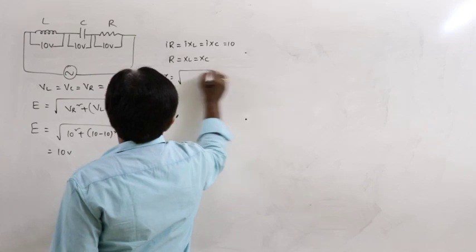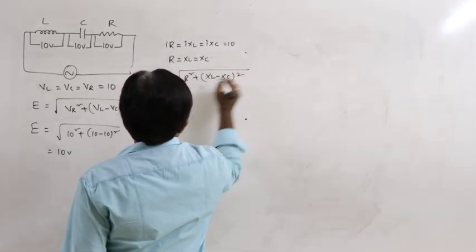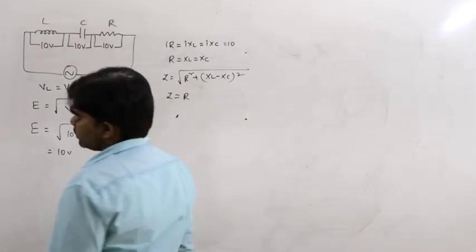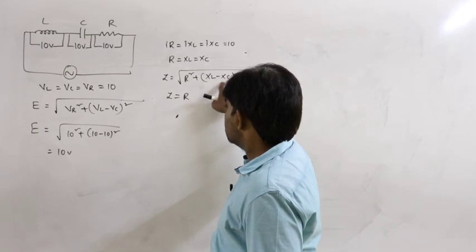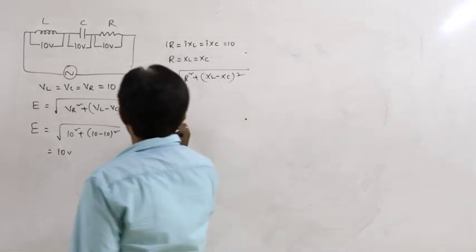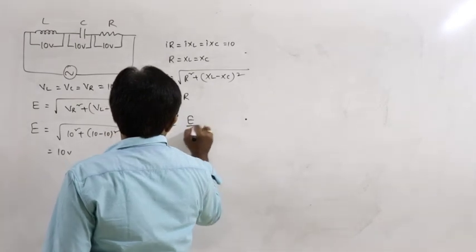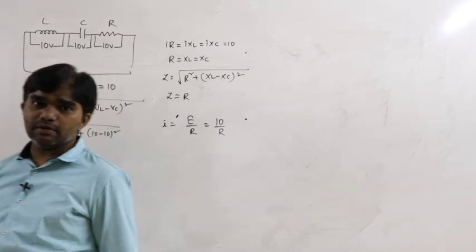Then what is the impedance? Square root of R square plus (XL minus XC) whole square. So the impedance of the circuit is nothing but R, because XL equals XC, these two are the same, and this becomes 0. So Z equals R. Then what is the current passing through the circuit? E by R, so 10 by R. That is the current passing through the circuit.